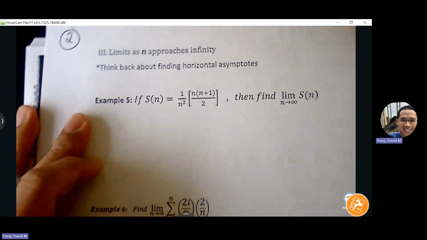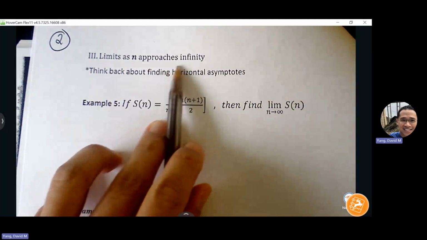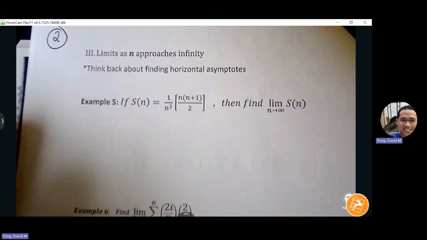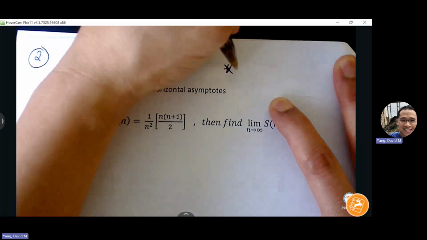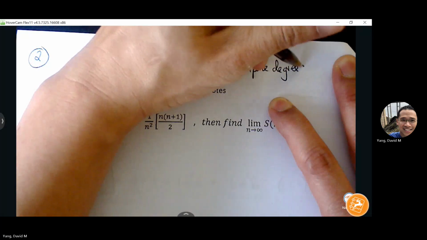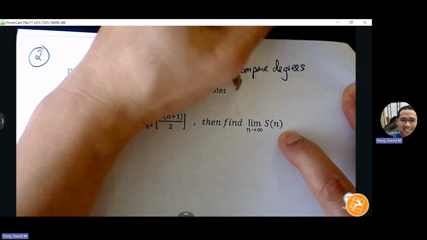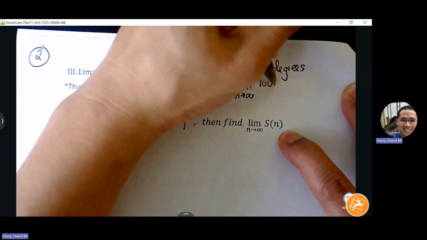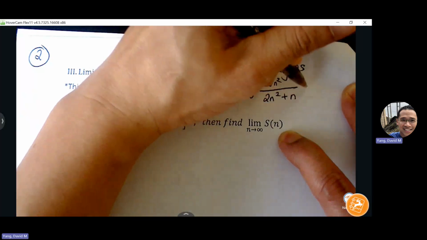Okay, we're going to bring back limits, but only for limits approaching infinity. If you think about limits approaching infinity, let's think back about finding horizontal asymptotes, right? If we do limits approaching infinity, we don't plug in anything, we compare degrees, right? So let me just do a quick example here. Limit as n approaches infinity of 100n squared over 2n squared plus n.